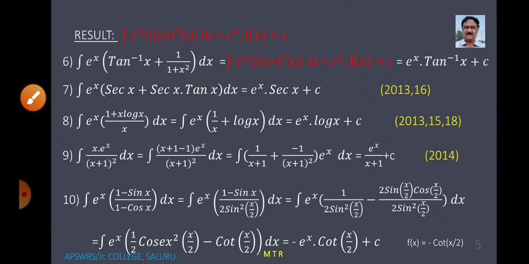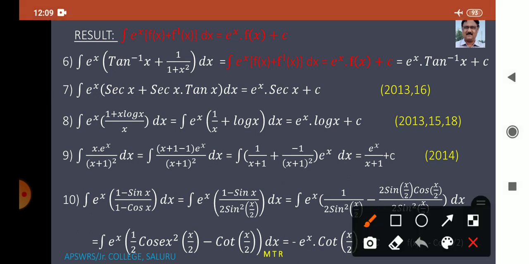Now we observe this result. This is very important for 2 marks in our IPE. Integral e power x into f of x plus f dash of x dx. That means e power x into one function plus the derivative of that function. That integral value is equal to e power x into the function. So first you observe what the function is. F of x is the function. Next the derivative of f of x is f dash of x.